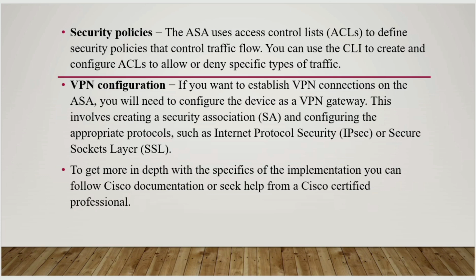VPN configuration. If you want to establish VPN connections on the ASA, you will need to configure the device as a VPN gateway. This involves creating a security association and configuring the appropriate protocols such as Internet Protocol Security or Secure Socket Layer. To get more in-depth with the specifics of the implementation, you can follow Cisco documentation or seek help from a Cisco certified professional.